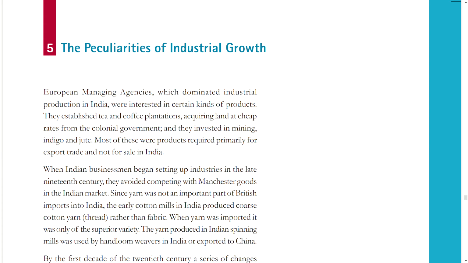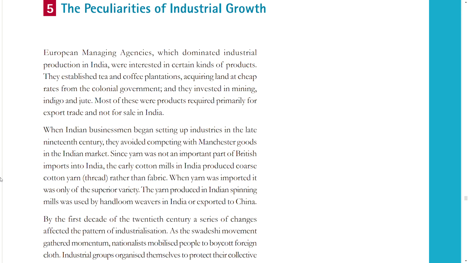When Indian businessmen began setting up industries in the late 19th century, they avoided competing with Manchester goods in the Indian market, since yarn was not an important part of British imports into it. The early cotton mills in India produced coarse cotton yarn, thread rather than fabric. When yarn was imported, it was only of the superior variety. The yarn produced in Indian spinning mills was used by handloom weavers in India or exported to China.